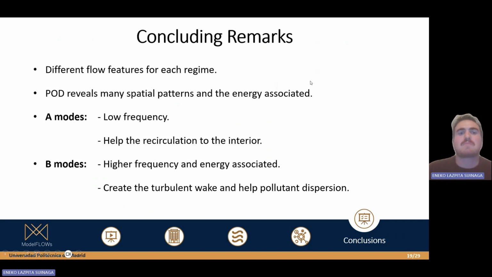The POD reveals many spatial patterns and the energy associated to the different types of modes. And with that, we can help identify the temporal modes, where we saw the generation modes, with lower frequency, that help the recirculation to the interior of these vortices. And on the other hand, we have the B modes that have higher frequency and also a higher energy associated, and create this turbulent wake and help the pollutant dispersion of the cities.